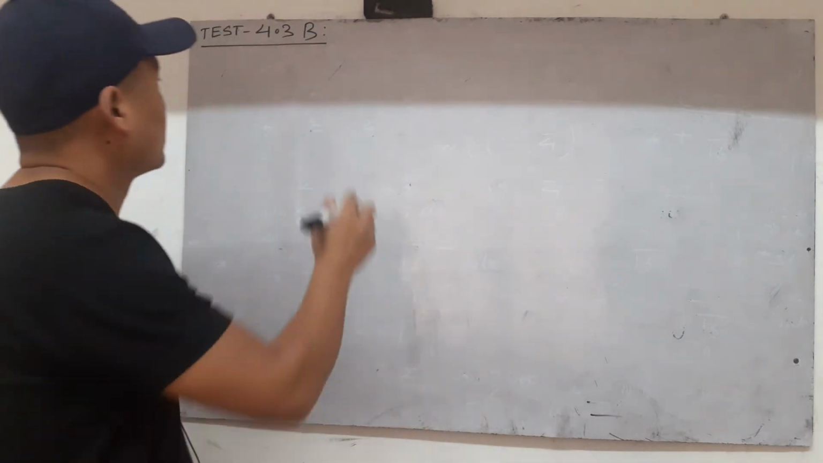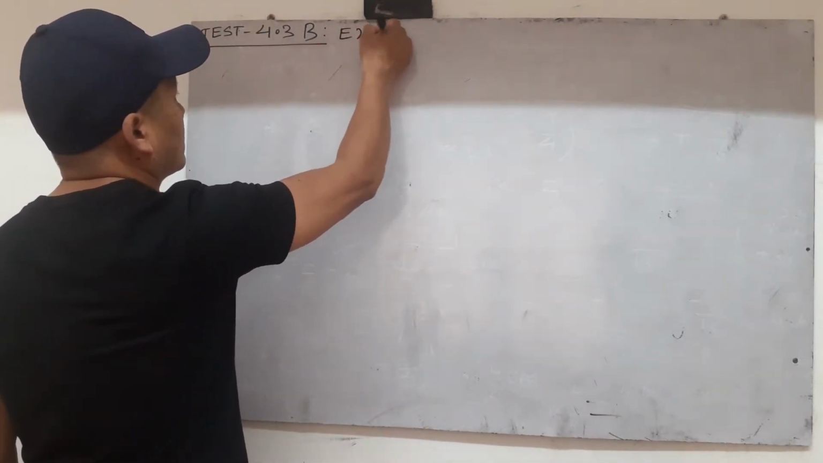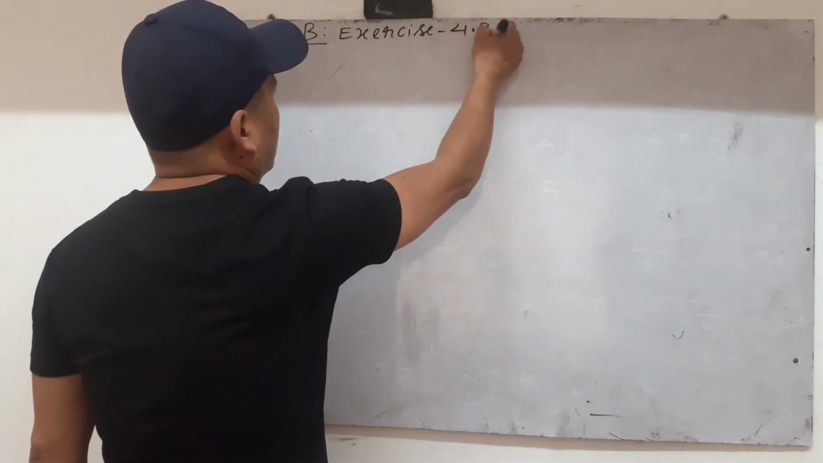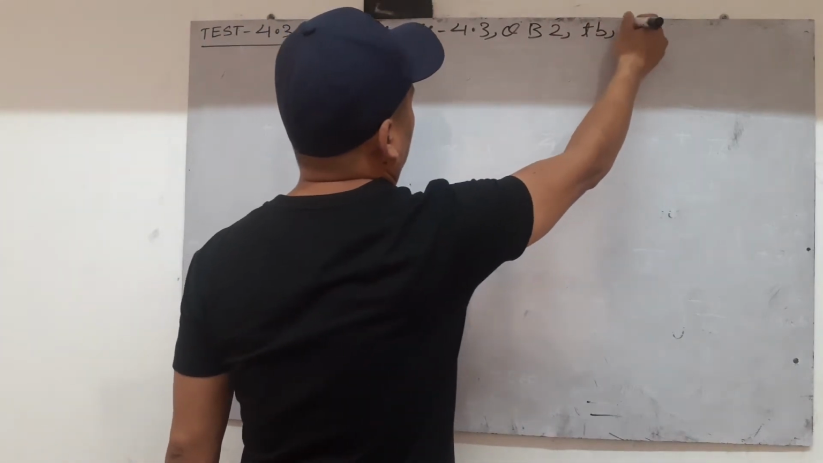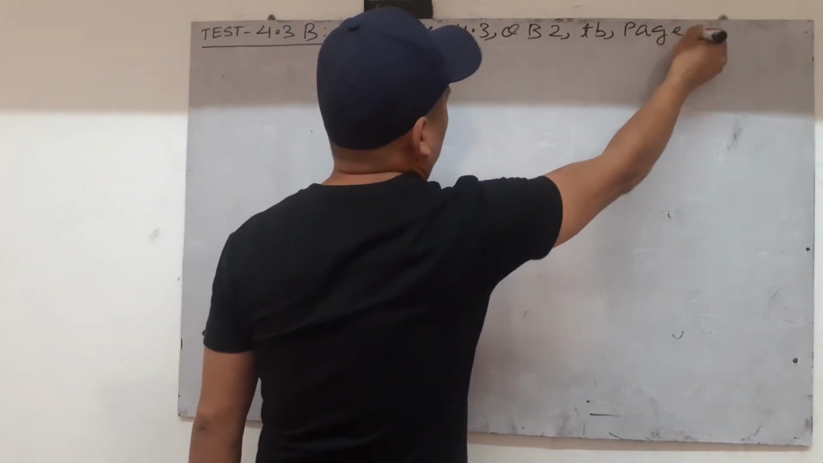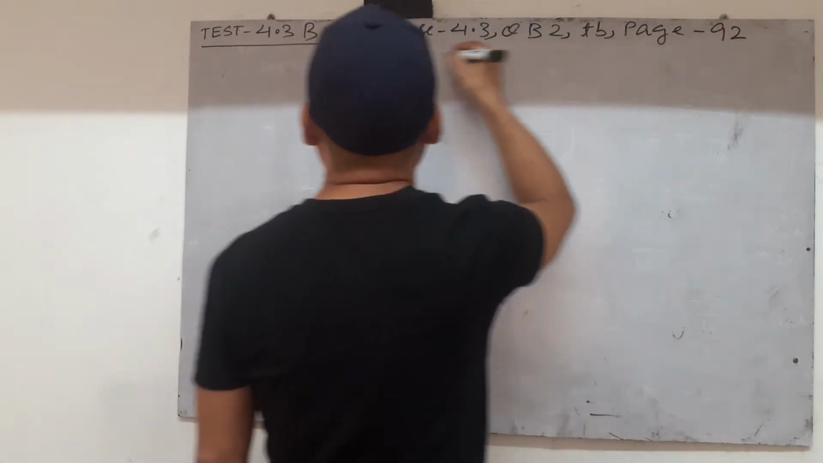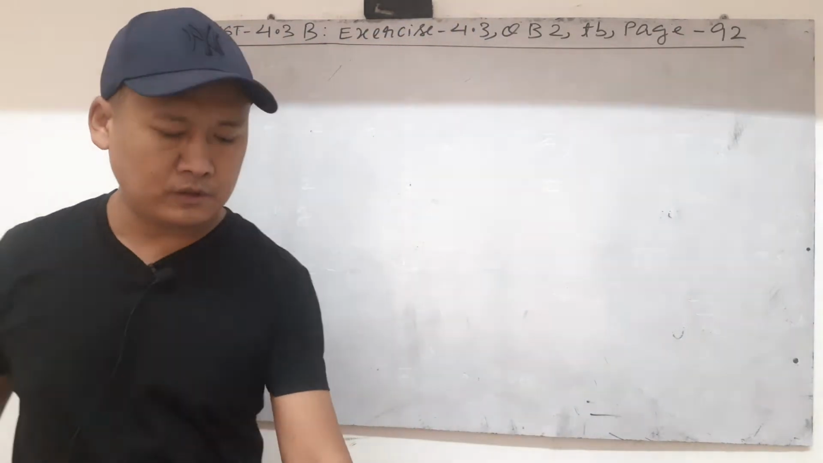So for this one, the portion includes, under exercise 4.3, question B2, textbook, page 92. Okay, so open your textbook to page 92 and let me read the question for us.